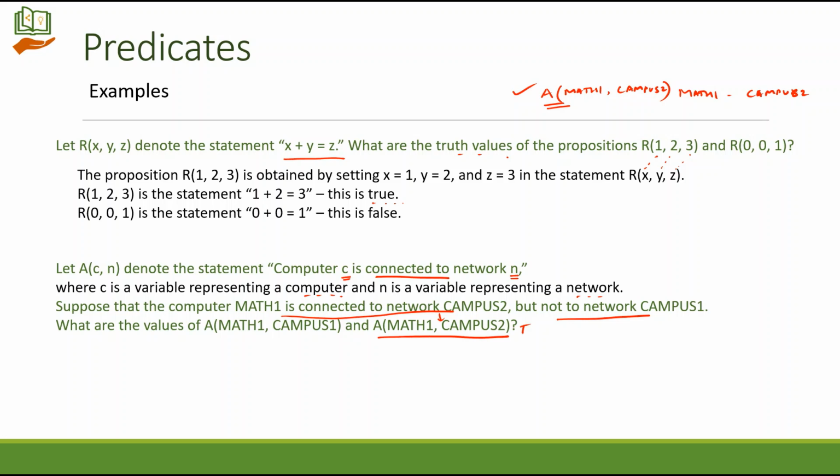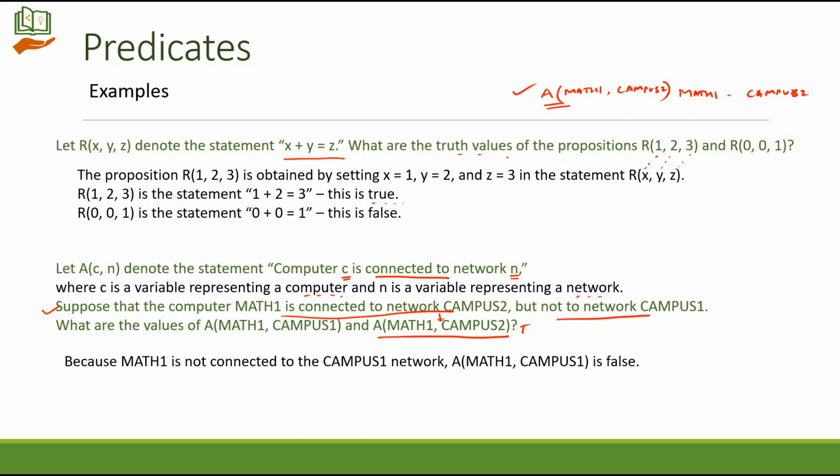But what does this particular statement say? It says it is not connected to network campus 1. From this what we can infer? Math 1 is not connected to campus 1 network. So we conclude A of math 1 comma campus 1 is false. Math 1 is connected to campus 2 network. So A of math 1 comma campus 2 is true.